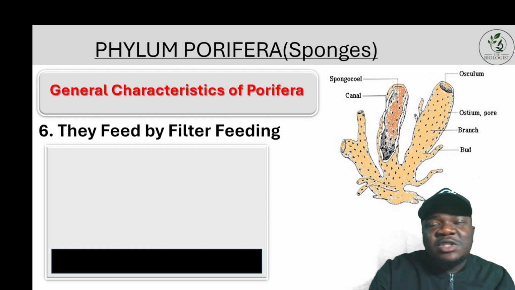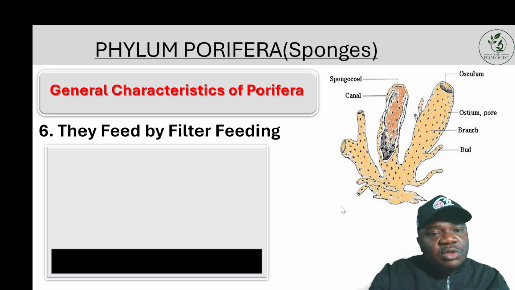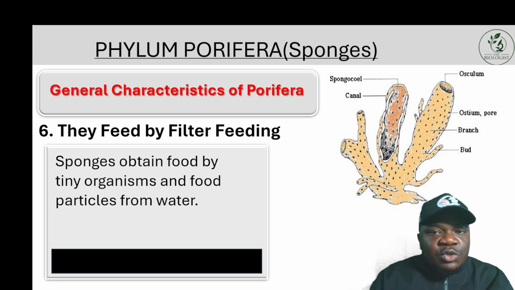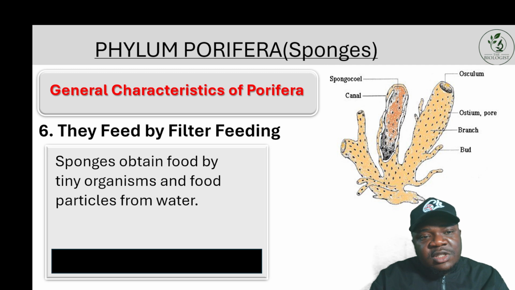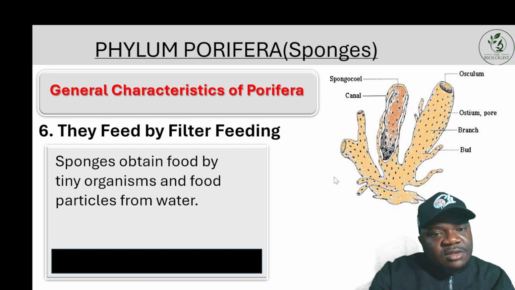So they feed by filter feeding. Filter feeding means substances come inside, they filter the substance they need, and they filter away the substance they don't actually need. So sponges obtain food, tiny organisms and food particles, from water. They have pores through which water passes, so they filter the organisms they need and take away those particles they don't need. We call this filter feeding.